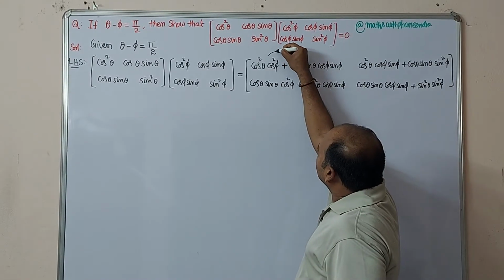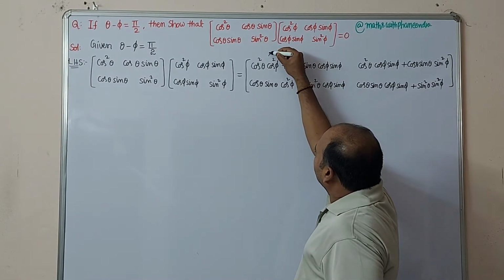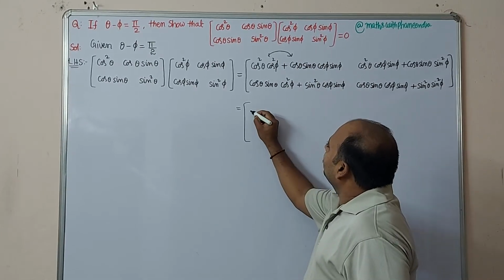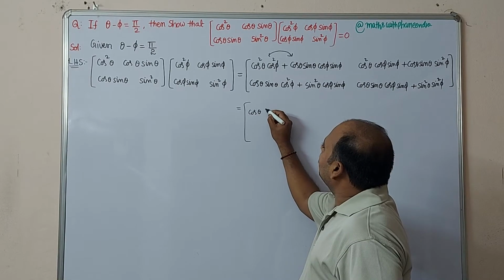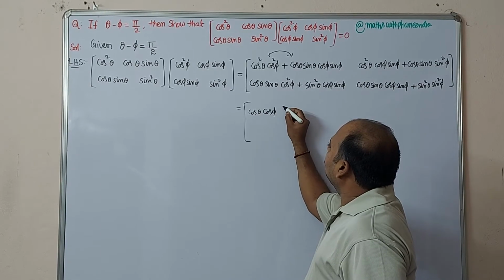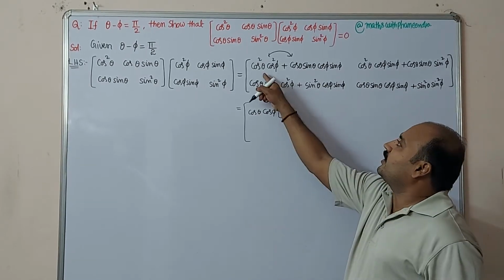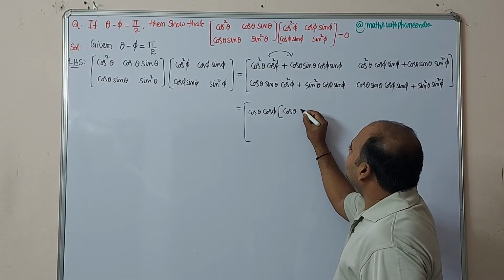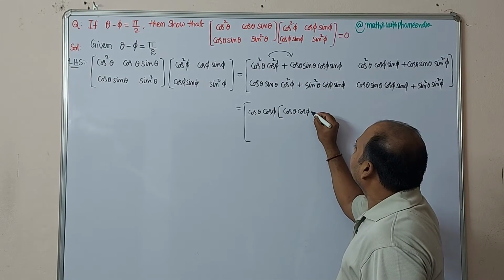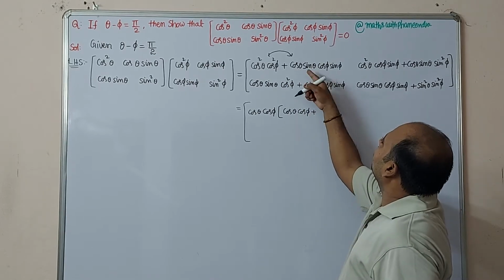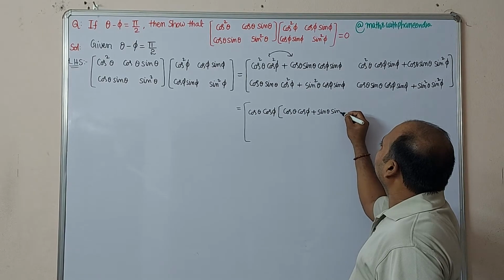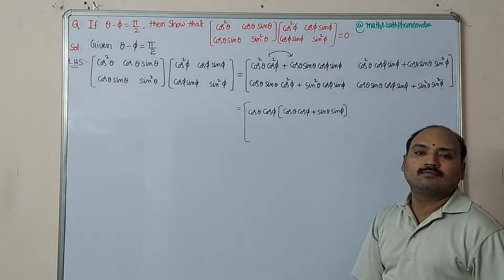From these two, slowly you can do this, students. Cos theta, cos phi, you take common. So the remaining is cos theta, cos phi, plus cos theta, cos phi remaining sin theta, sin phi.